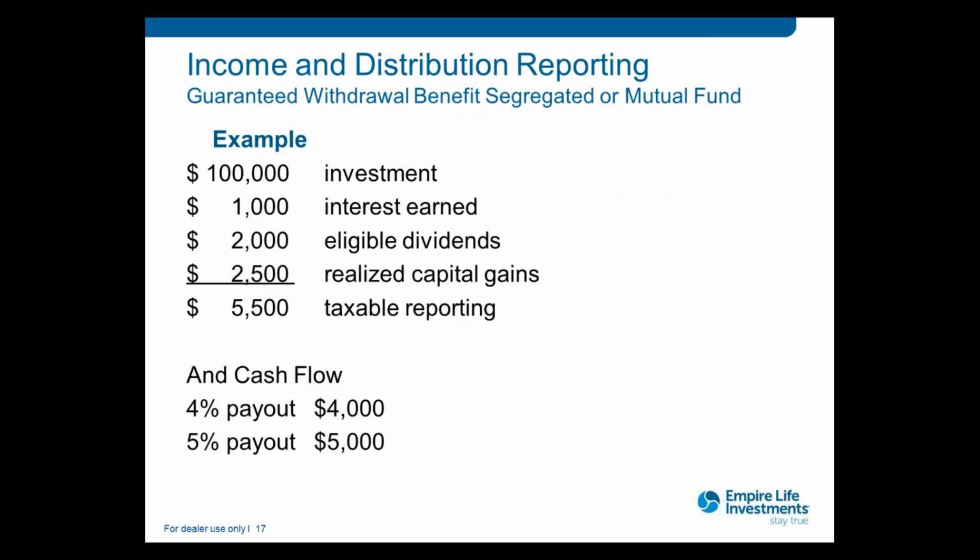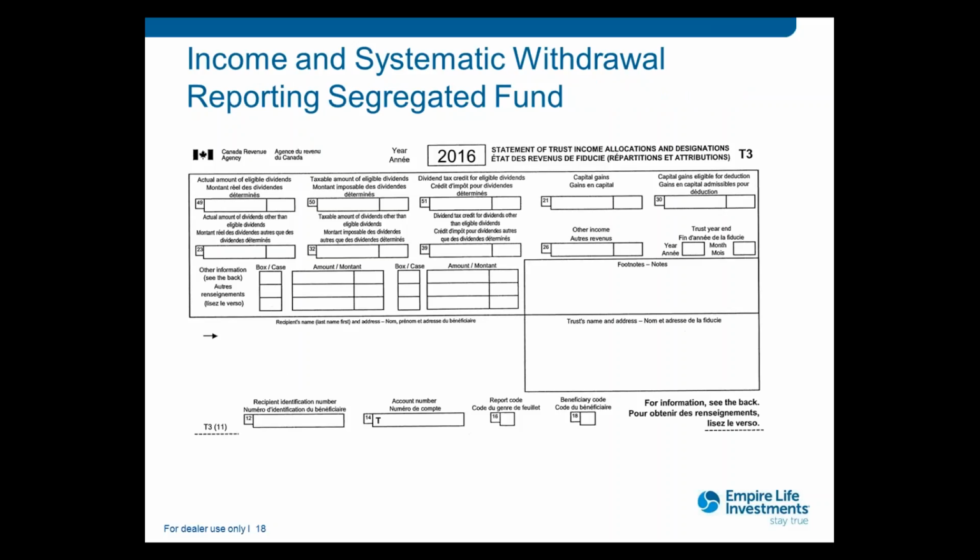Now, let's look at what happens with a guaranteed withdrawal benefit plan or segregated fund. If you had a $100,000 investment, say $1,000 of interest earned, $2,000 of eligible dividends, $2,500 of realized capital gains, which again looks like $5,500 of tax reporting, and the client says, look, pay me out 4% of my money or pay me out 5% of my money. Well, what does that look like if you're not looking at a Series T mutual fund? It's going to look something like this.